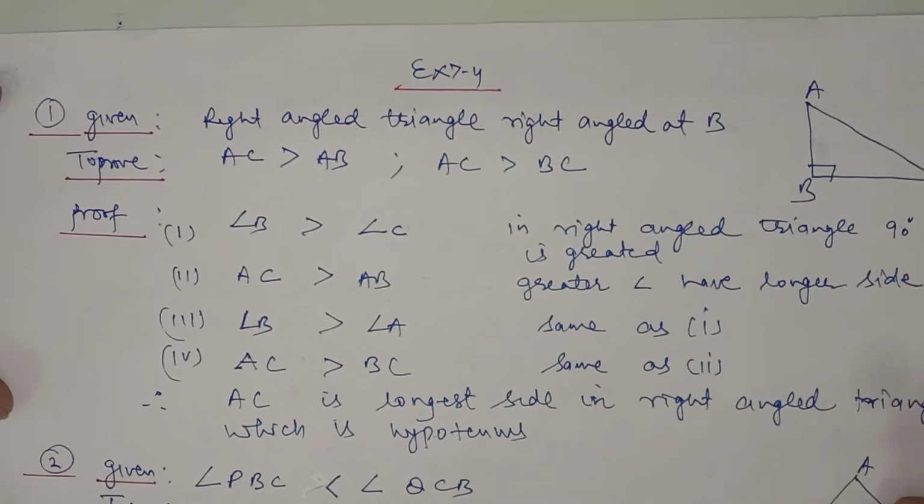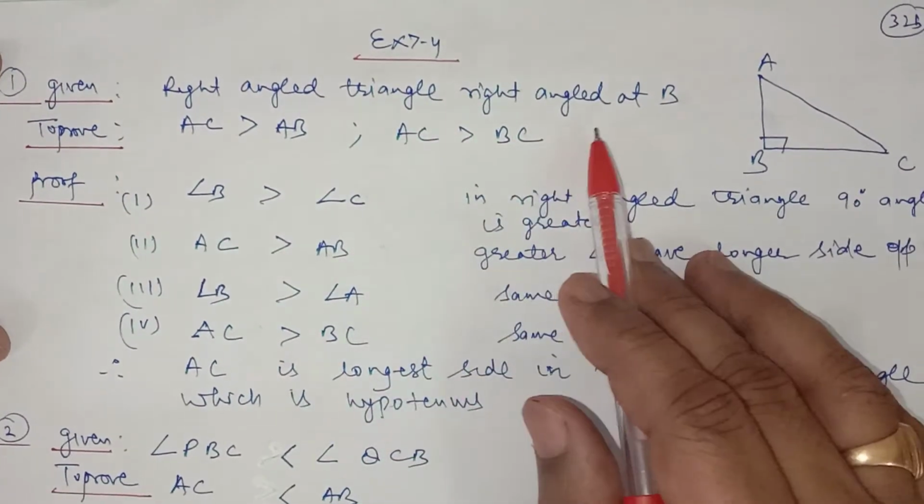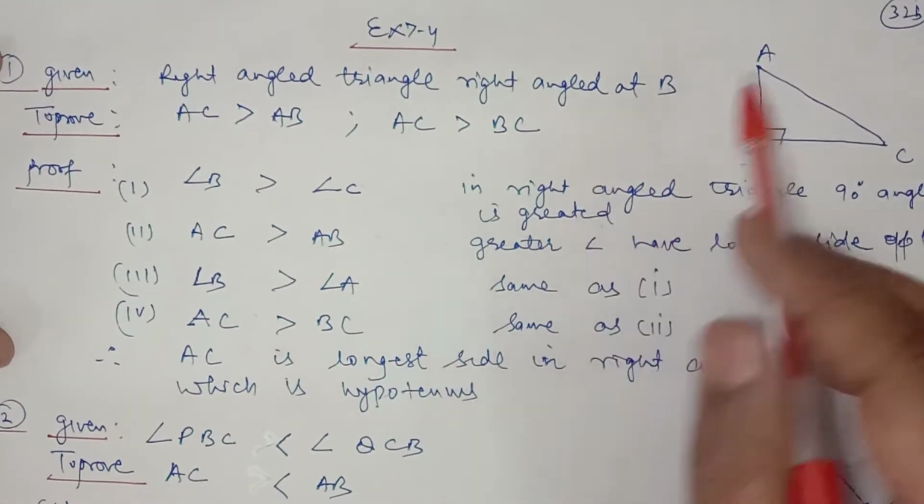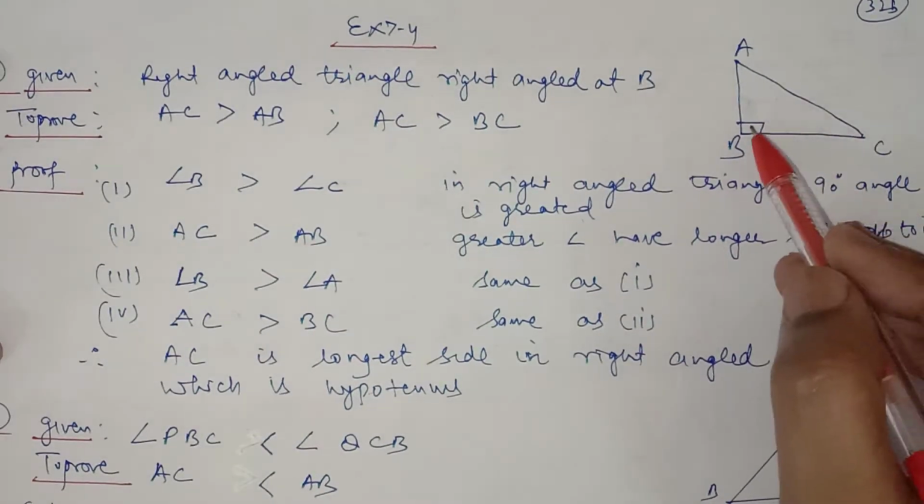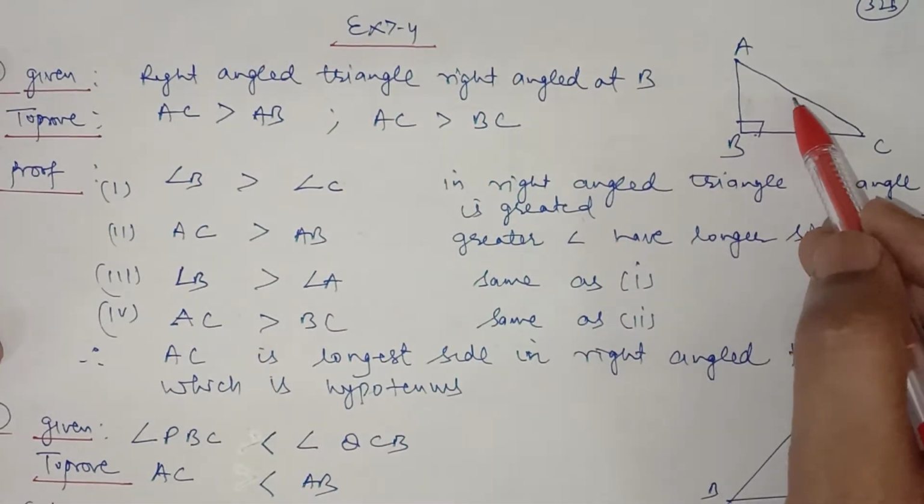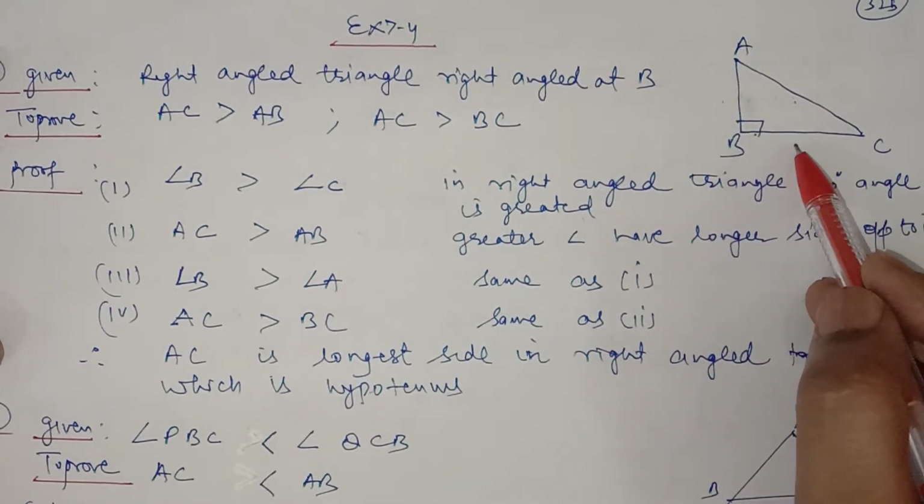Now in question number 1 of exercise 7.4, you have to prove that in a right angle triangle, the hypotenuse is the longest side. So in this triangle ABC it is given that angle B is 90 degrees, and AC is the hypotenuse. Then you have to prove that AC is longer than AB and AC is longer than BC.